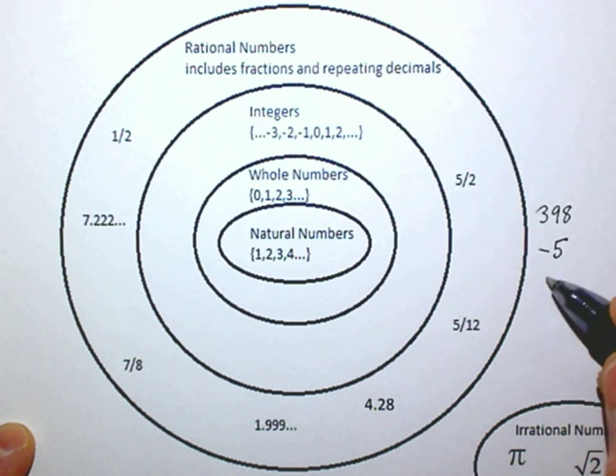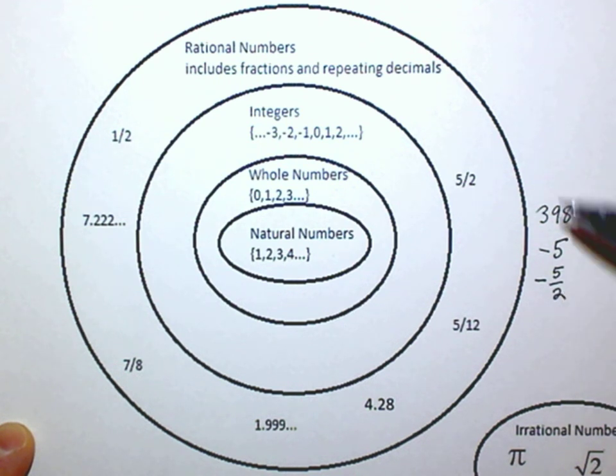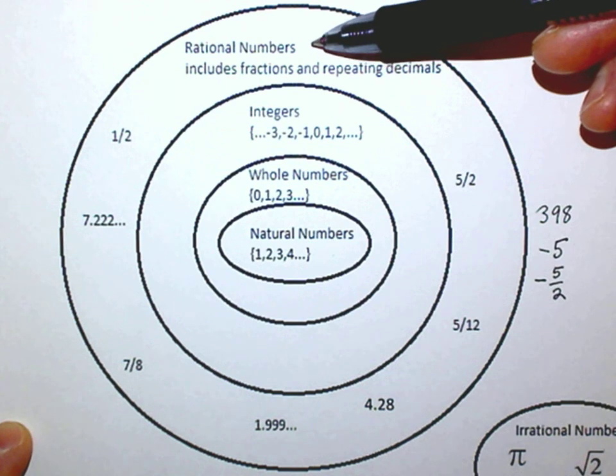Let's try one more example. -5 halves. It's a negative, but it's not an integer. It's what we call a fraction, a negative fraction, and the only group we can put that in is the outer group of rational numbers.